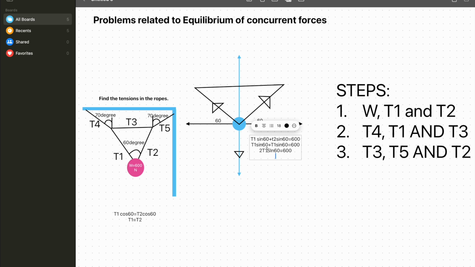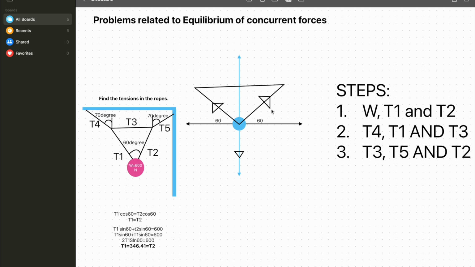So calculating for T1, 2 multiplied by sine of 60, which is root 3 over 2, so 600 by root 3 is 346.41. That's our one answer. So it's also equal to T2.